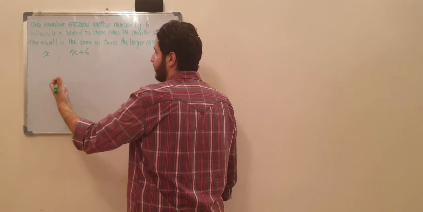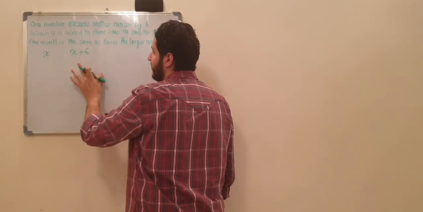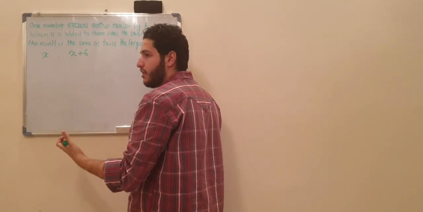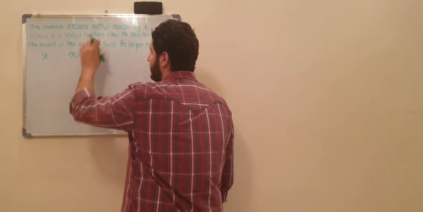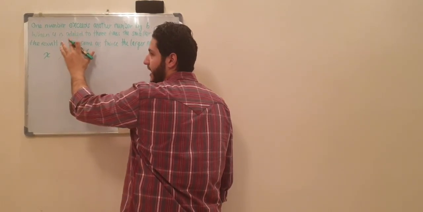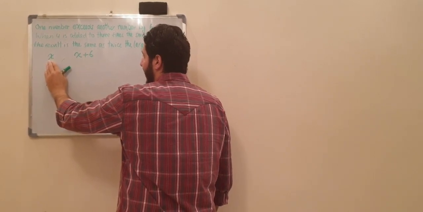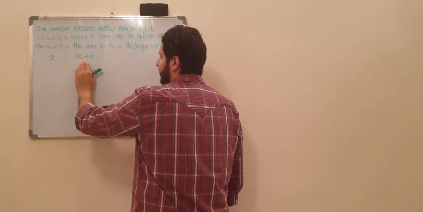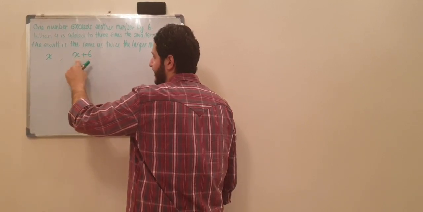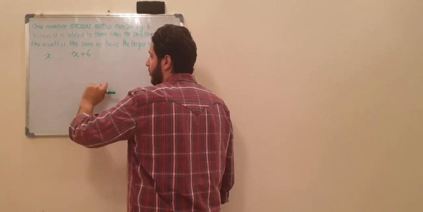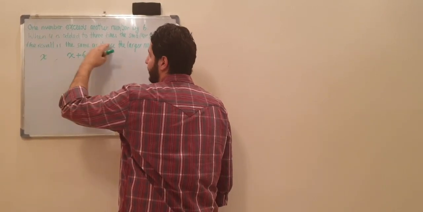So your assumption, you come up with it from the statement of the question. You don't assume from your own. You assume from the statement that you have in your question. So I put the smaller number as x, and the larger number exceeds it by 6. So I'm going to add 6 to the smaller number. I still don't know what the smaller number is. Then I will continue to read the question.